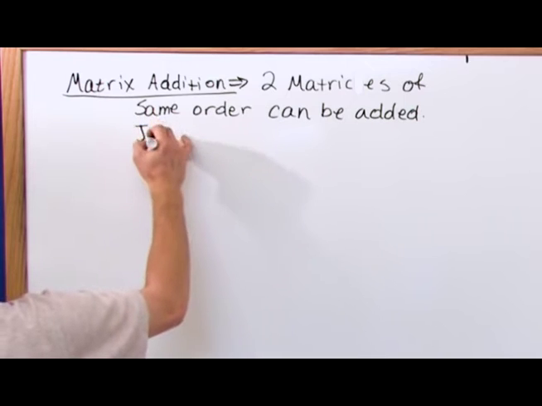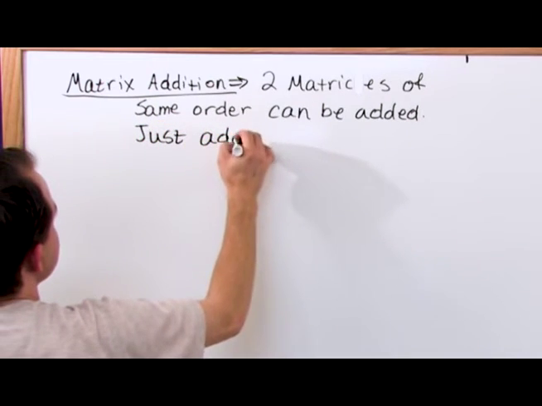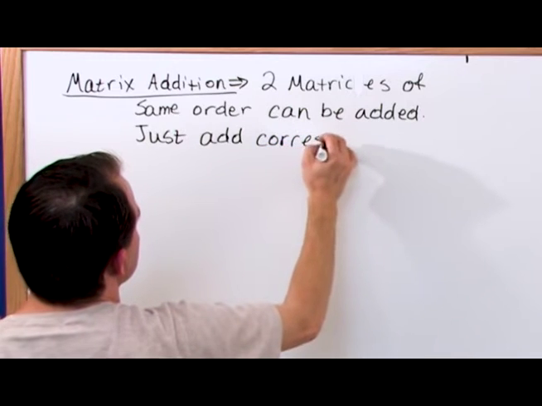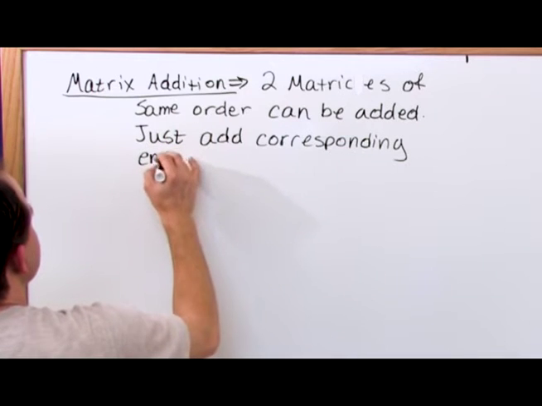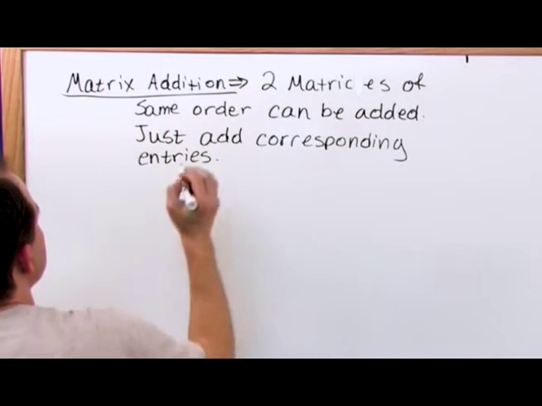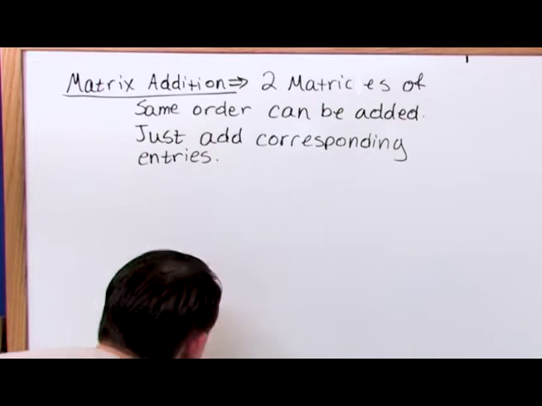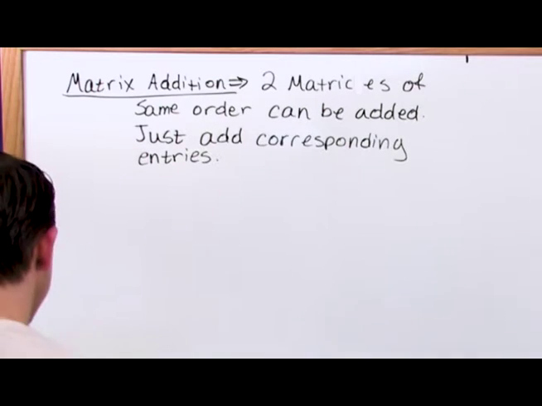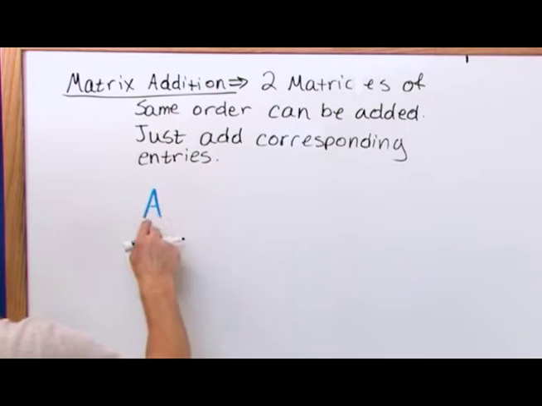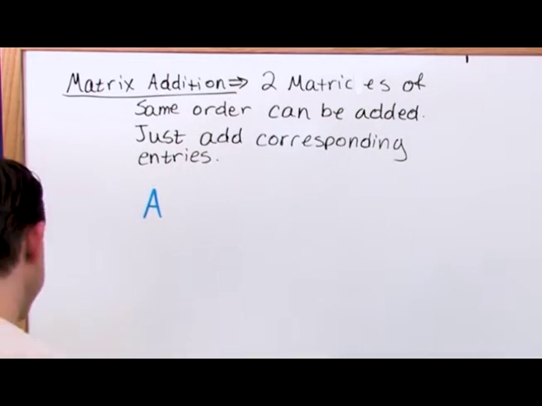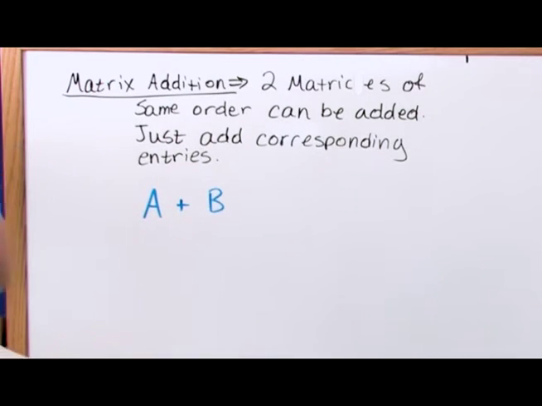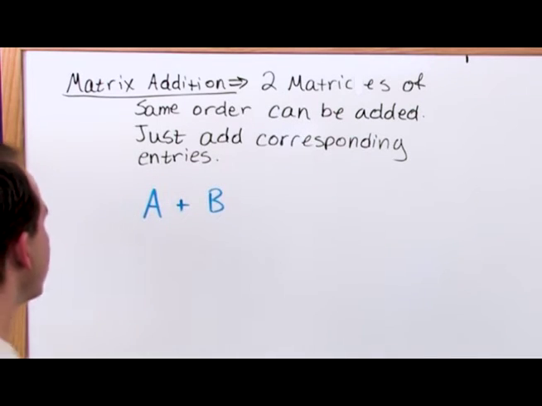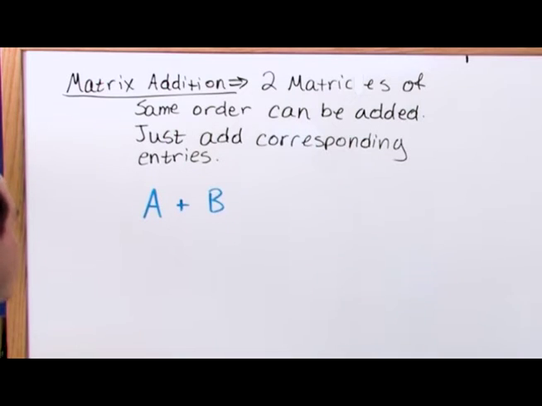So all you do is add corresponding entries. And the way you're going to see this written in your textbook, in math language, is this: if you have a matrix that you're representing by the letter A, this letter A represents an entire matrix, and you're adding it to another matrix represented by a different letter B. So this is matrix A and matrix B, and you want to add them together. What this says is that they have to have the same order, the same number of rows and columns. Otherwise, you cannot add them.